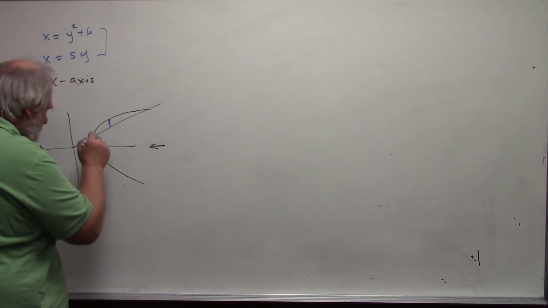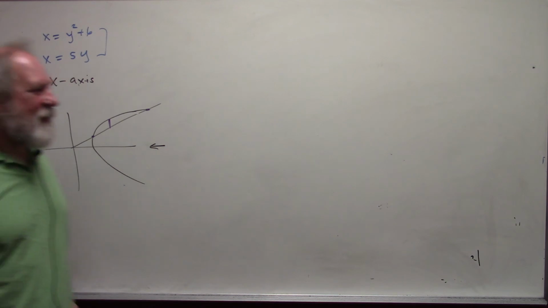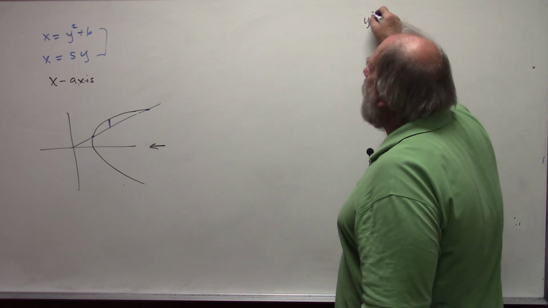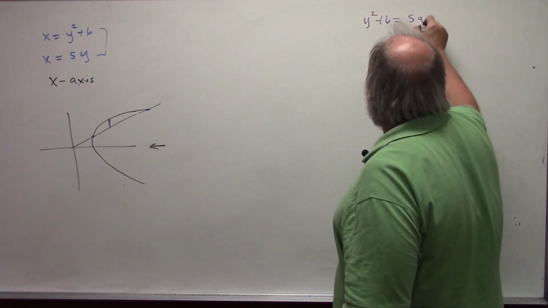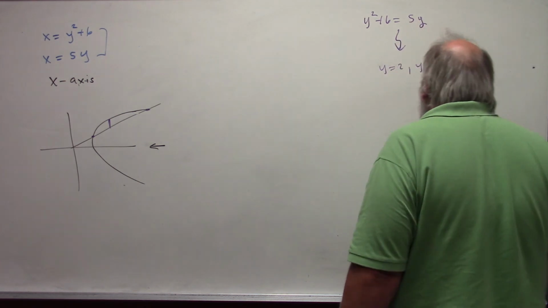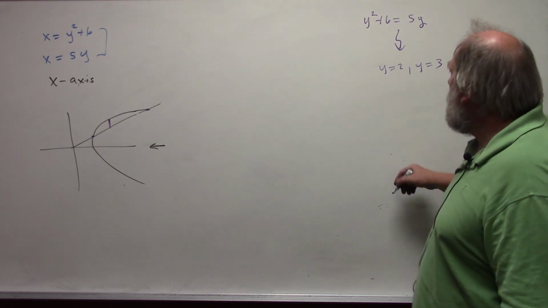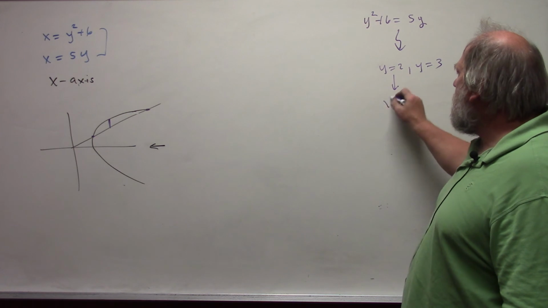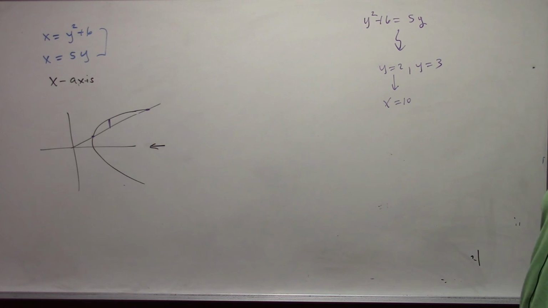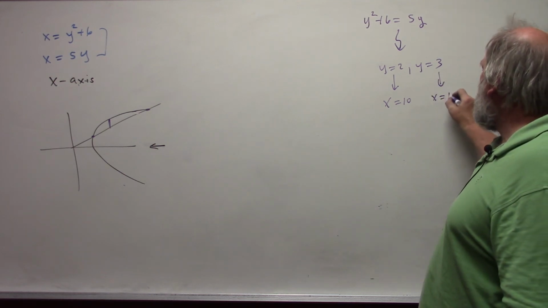Now, we need the x values for these points of intersection. I found previously, I'm going to skip some of the algebra here, y squared plus 6 equals 5y. We solved this. I got y equals 2, y equals 3. And so notice, when y equals 2, this means that x is equal to 10. Put it into either one of the two functions, and we get x equals 10. When y equals 3, we get x is equal to 15.